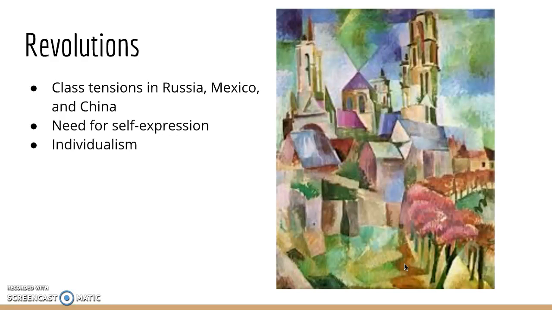During this period, there were many class tensions and revolutions occurring in Russia, Mexico, and China. There was a real need for self-expression and individualism. So artists such as Robert Delaunay, who had created this image, started to explore more colors and really painting from the heart.